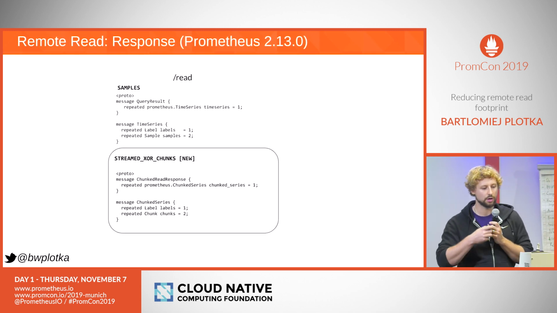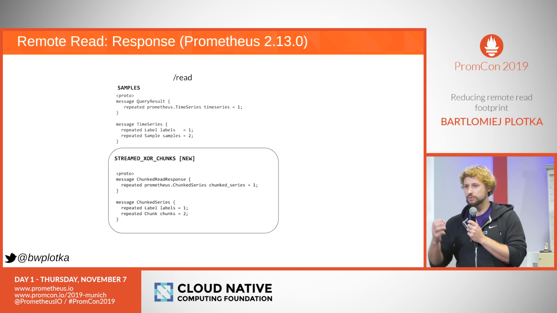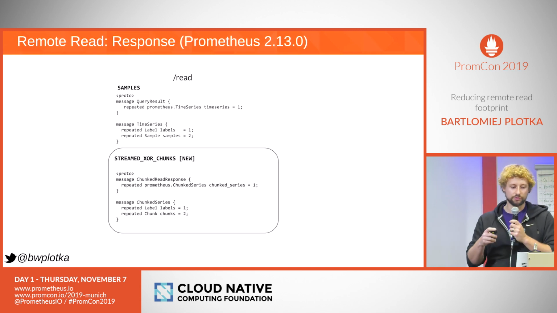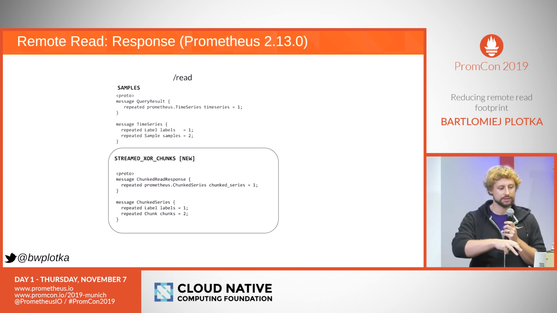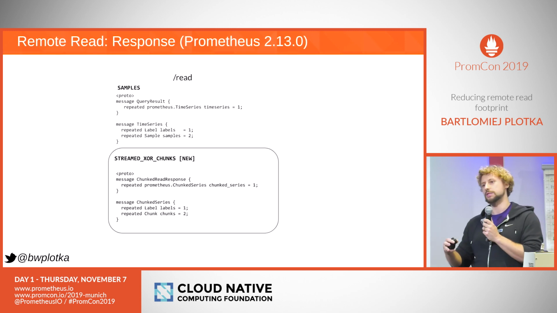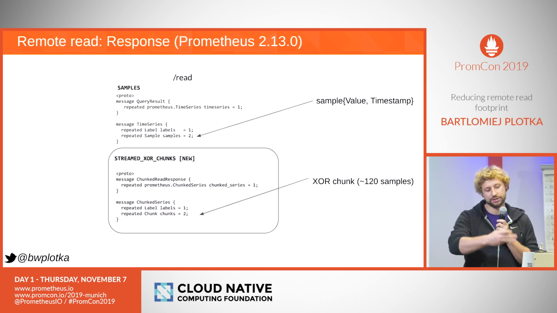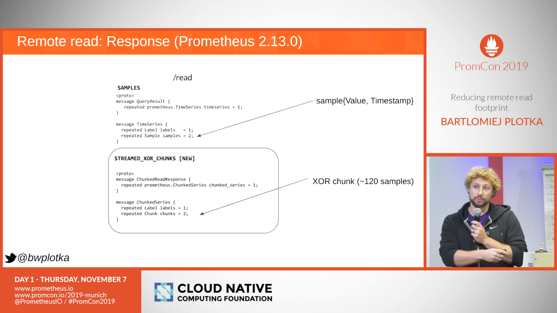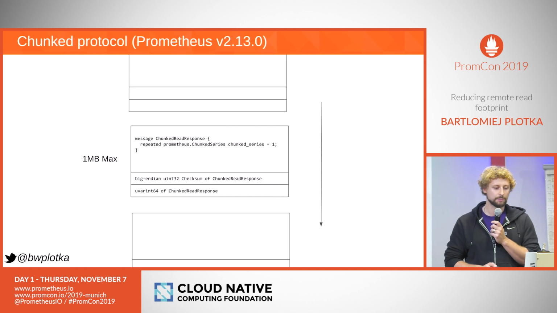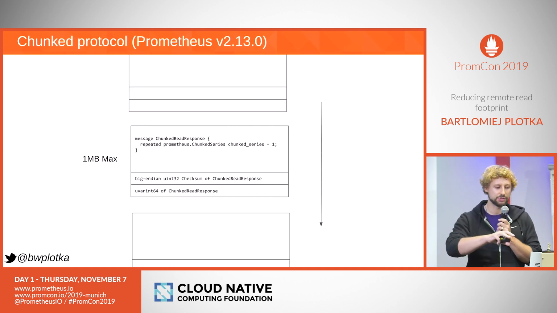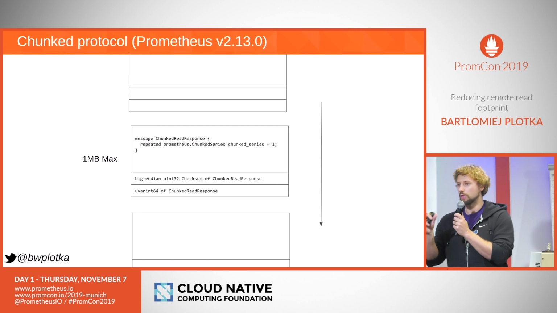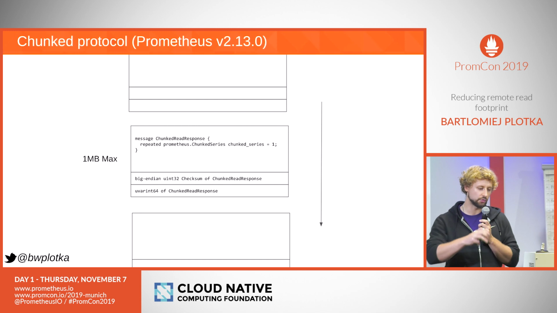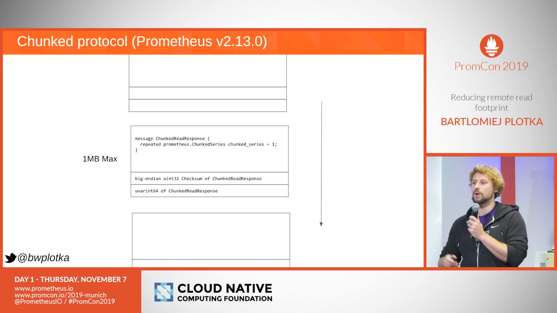We introduced a new protobuf message response, so you can use exactly the same remote read, but from Prometheus 2.13, you could ask for the streamed XOR chunks response, which gives you chunks instead of raw samples. So this allows you to reuse exactly the same format Prometheus uses on the storage level. Now, we also allow this message to be chunked, and chunked by whole series or portion of the series with corresponding labels and chunks. And we trim those frames to a maximum of 1 megabyte.